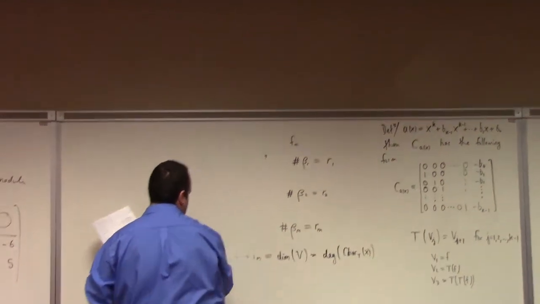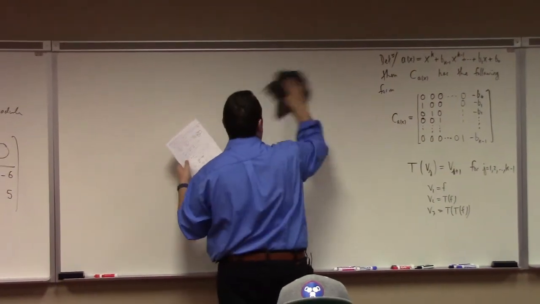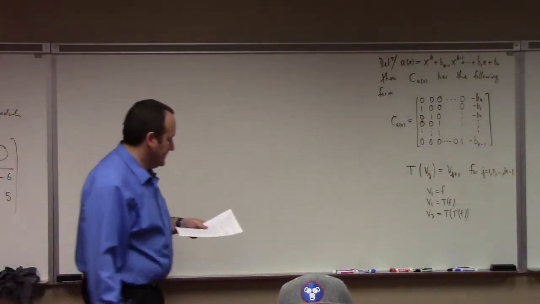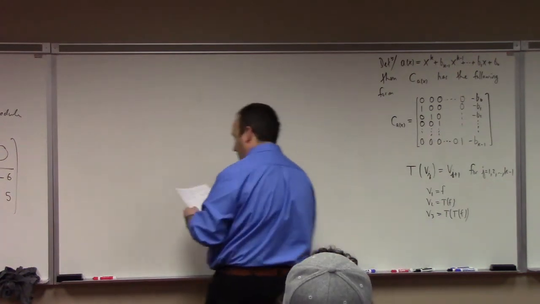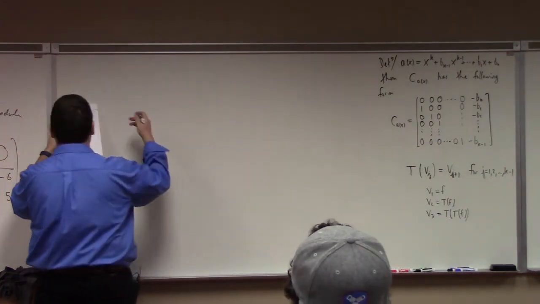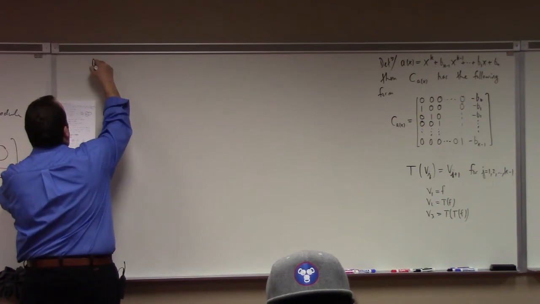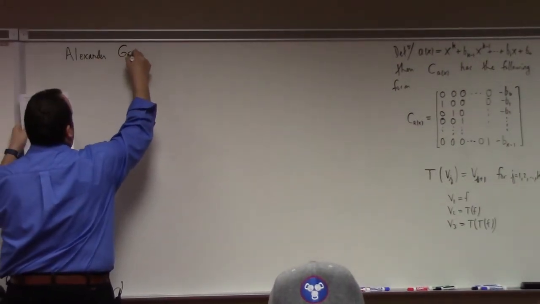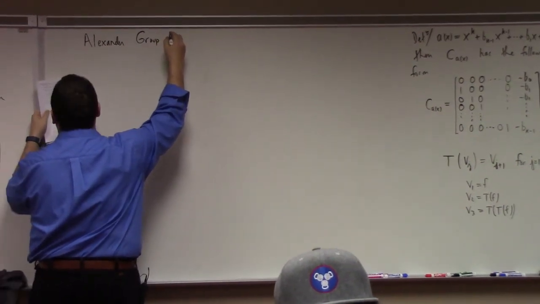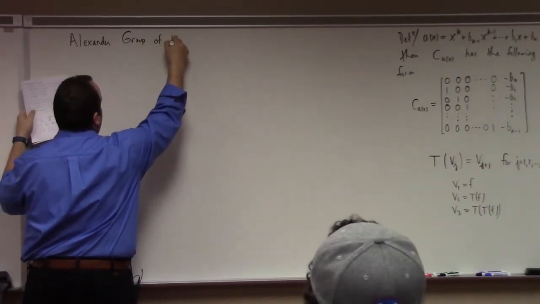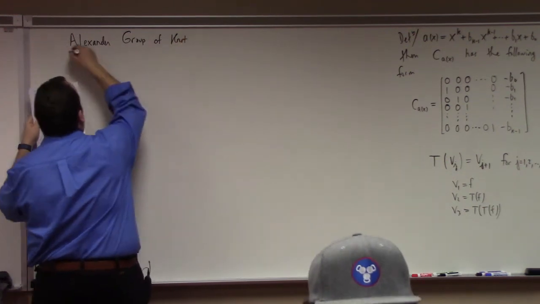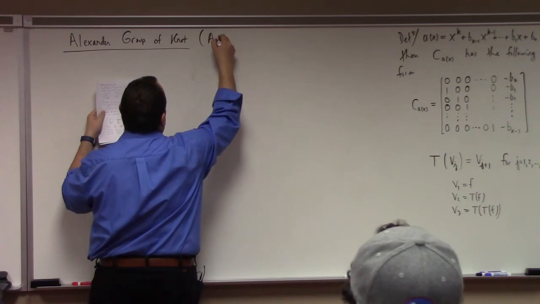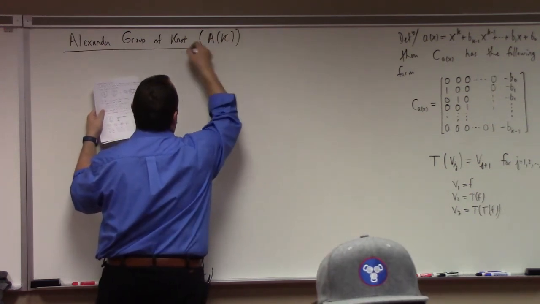So as promised, I will show you how to calculate the Alexander group of the knot, the quasi-pretzel knot. So here's the way it works. We'll be back to talking about the linear transformation and all that stuff next time. But the Alexander group of a knot, or we could say A of K. Let's say K is the knot. All right?